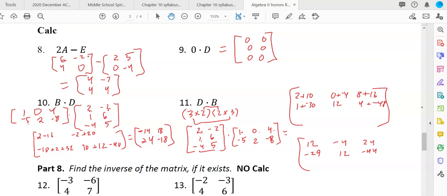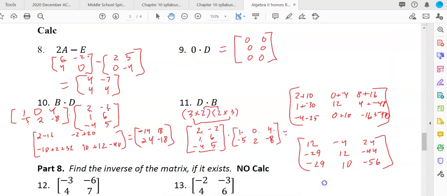And this would be bottom row, times the first column, so negative 4 times 1 is negative 4. 5 times negative 5 is minus 25, which is negative 29 also. Negative 4 times 0 is 0, plus 5 times 2 is 10, so I think that's 10. Finally, negative 4 times 4 is negative 16, plus 5 times negative 8 is negative 40, which is negative 56. So, just to check my answer, I did get that one right.